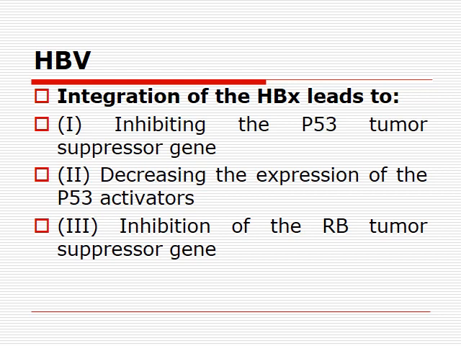hepatocytes leads to inhibition of p53 tumor suppressor, decreases the expression of p53 activators also, and inhibits the retinoblastoma RB tumor suppressor gene. So it inhibits both p53 and RB genes and inhibits the p53 activator. These are the three main mechanisms of action of the HBx gene when it's integrated into the genes of hepatocytes.